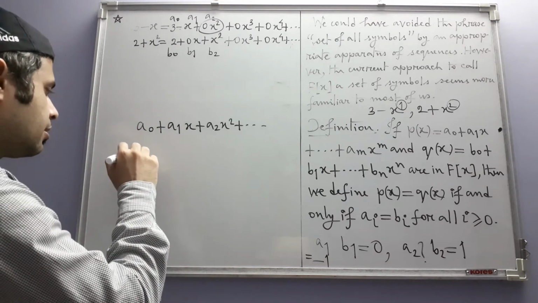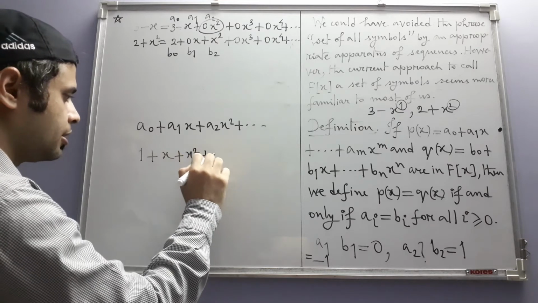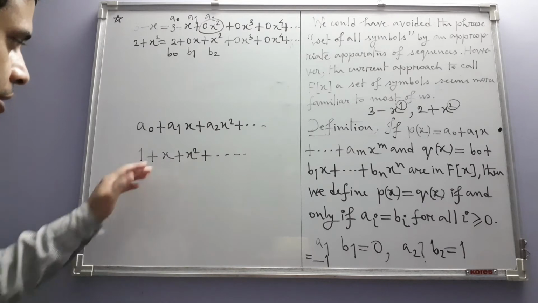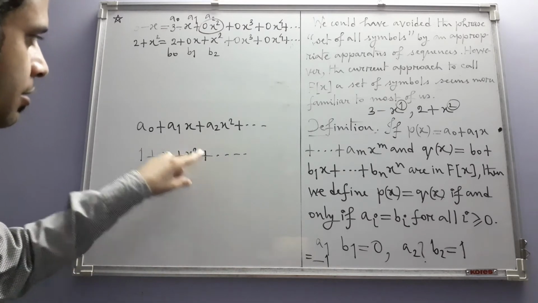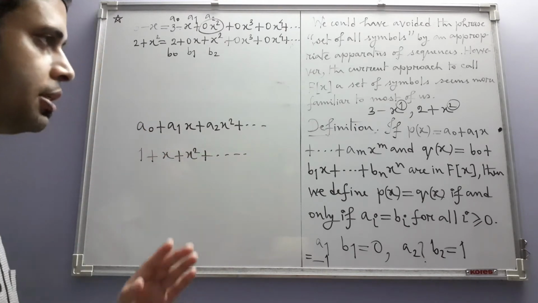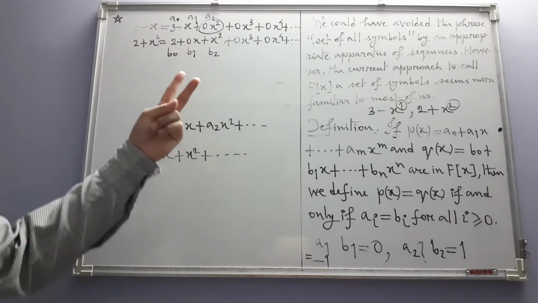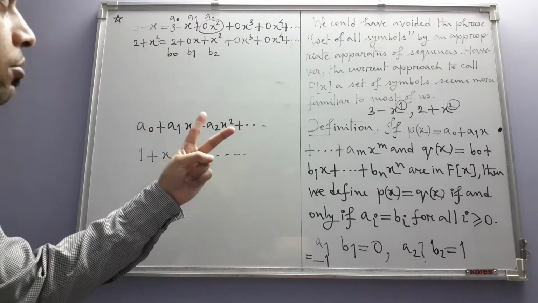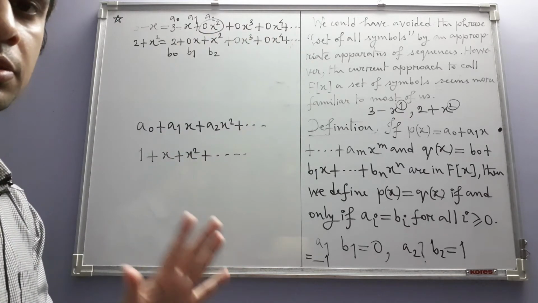If you consider an expression like this, say 1 plus x plus x squared etc., where all the coefficients are 1, then this expression is not a polynomial. A polynomial is also an expression of that form, but the number of non-zero coefficients should be finite. Here in this, the number of non-zero coefficients is 2. Here also the number of non-zero coefficients is 2. There should be a stage after which all the coefficients are 0.